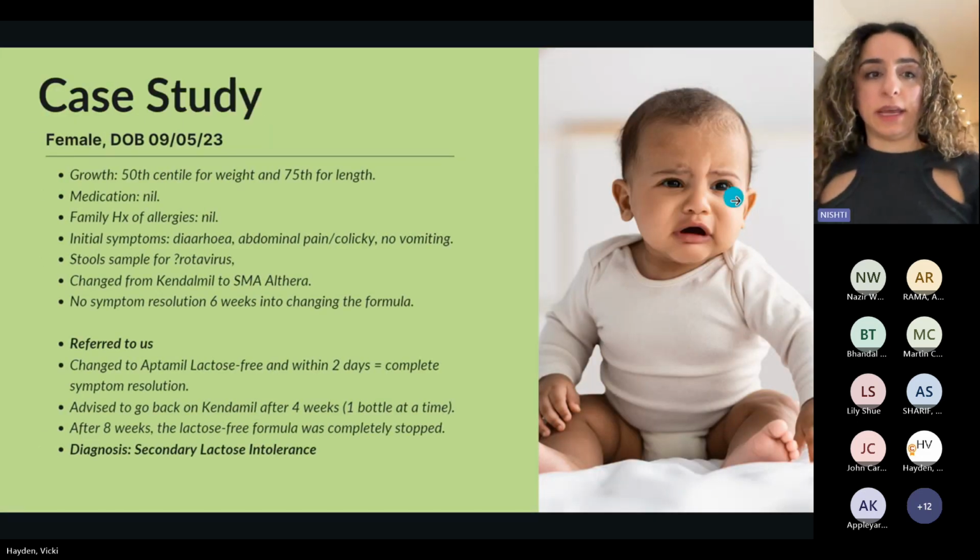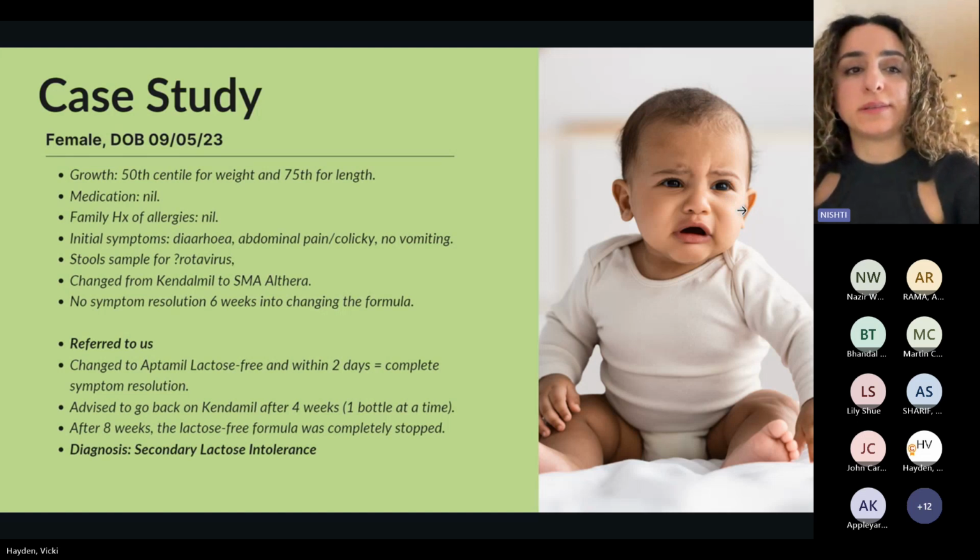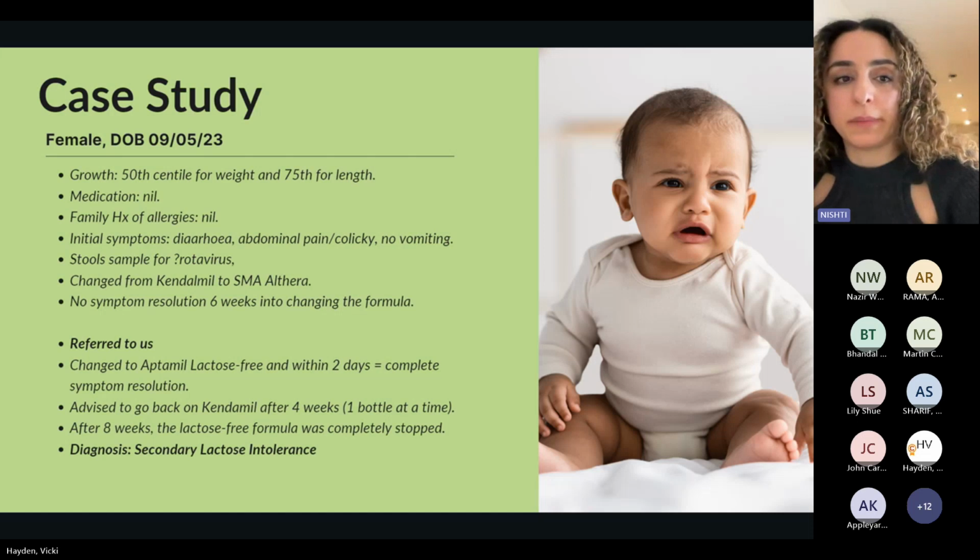So here's a case study, and this is one of our patients. Growth was fine for her, and she was on no medication, with no family history of any allergies. Initial symptoms that she presented with were diarrhea and abdominal pain. She was colicky. There was no vomiting. A stool sample was sent for query rotavirus. That came back negative. She was changed from Kendamil to SMA Althera by her GP. There was no symptom resolution 6 weeks into changing the formula.